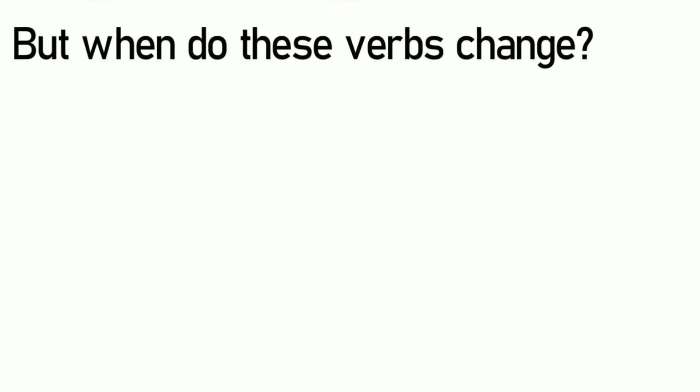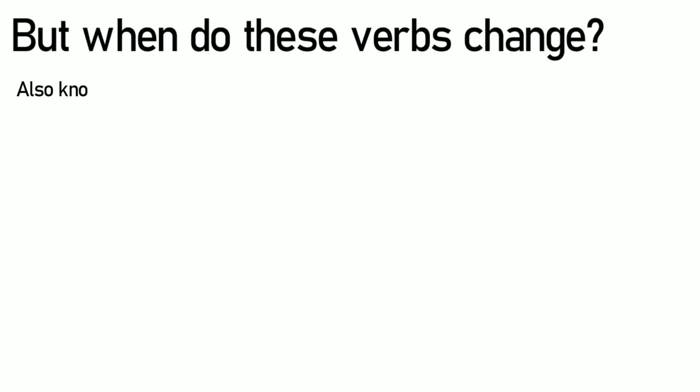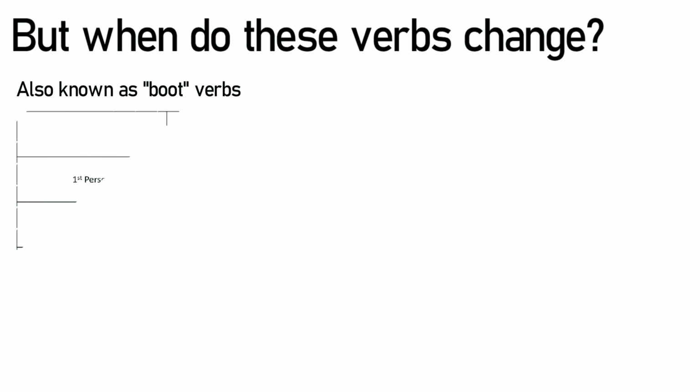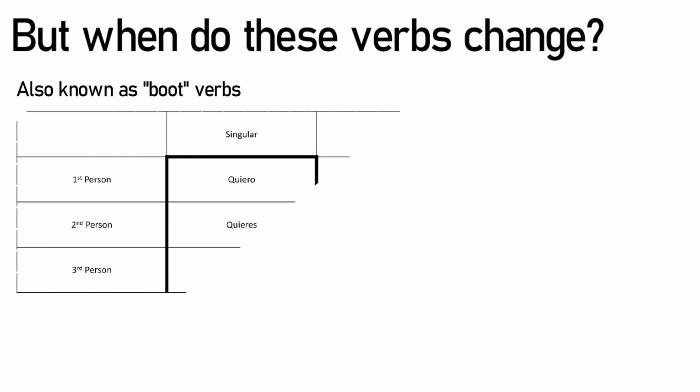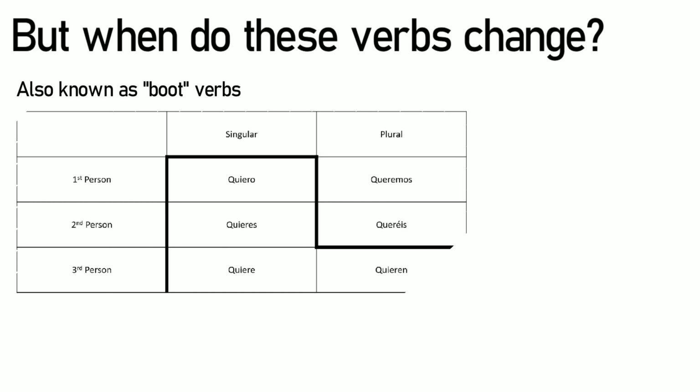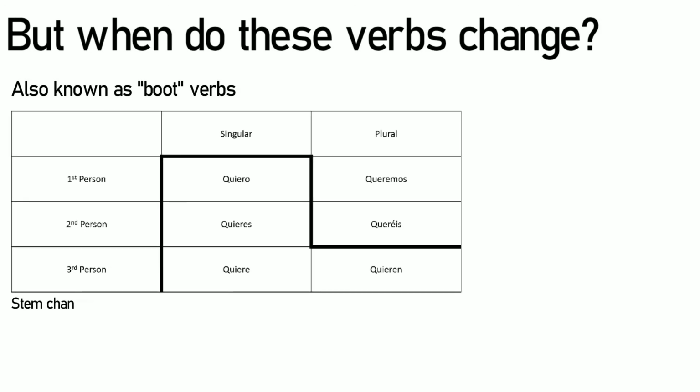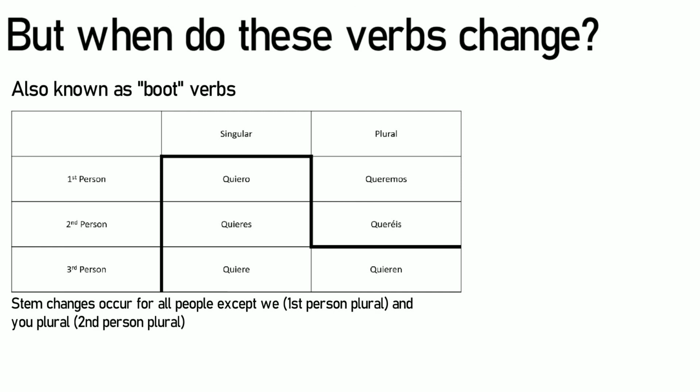When do these verbs change? They are also known as the boot verbs, and the reason for that will become clear in this diagram. As you can see, if you draw a line around the verbs that do have stem changes, it looks like a boot. It's as simple as that. So the stem changes occur for all people except we, the first person plural, and you plural, second person plural.